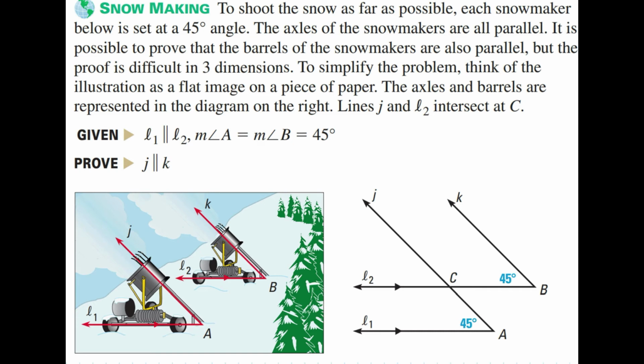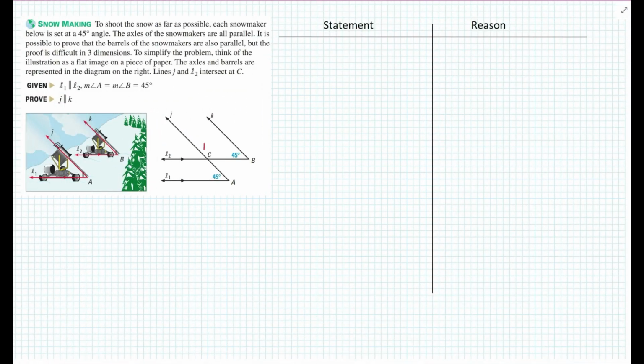Lines J and K intersect at point C. So here we have the given that line L1 is parallel to line L2, and also that the measure of angle A is equal to the measure of angle B, which is equal to 45 degrees. How do we prove that line J is parallel to line K? To complete the proof, let's set up a statement reason table.